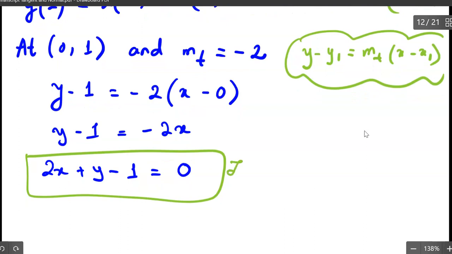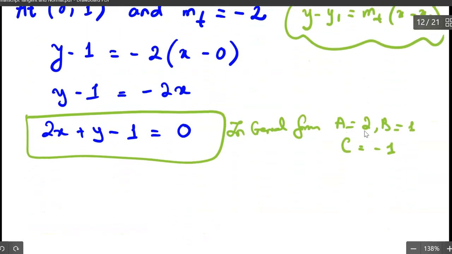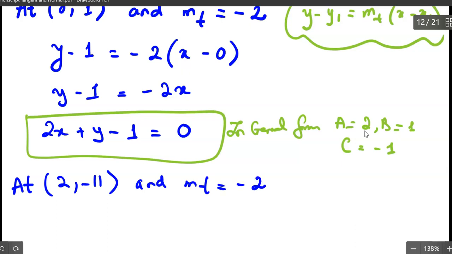So in general form, don't forget that. So when it's in general form, a is equal to 2, b equal to 1, and c is equal to minus 1. So the next point is at 2 and negative 11, okay, and m_t is also equal to negative 2.